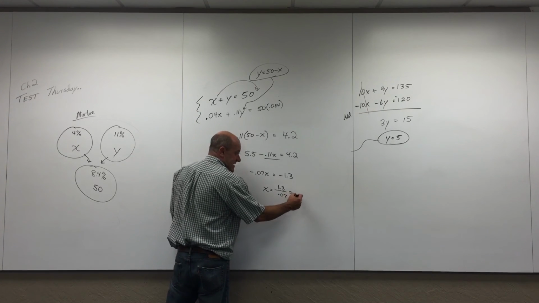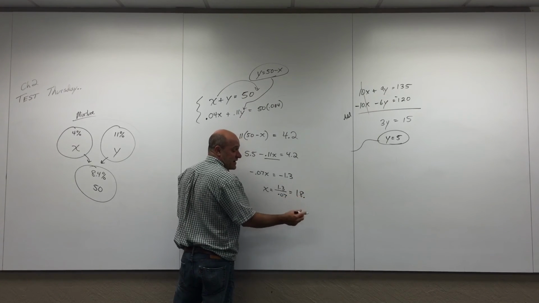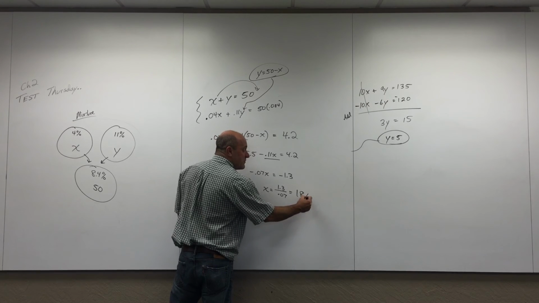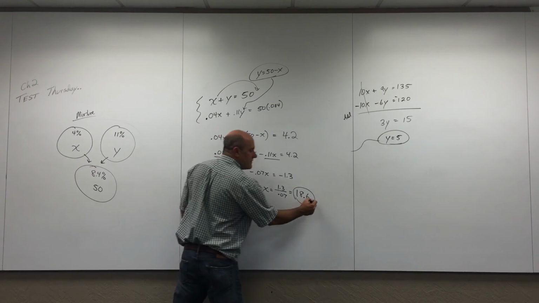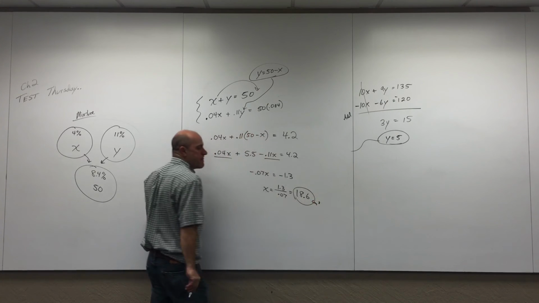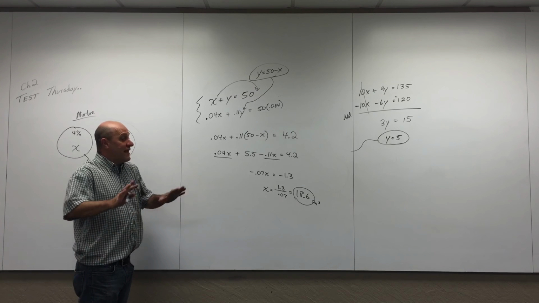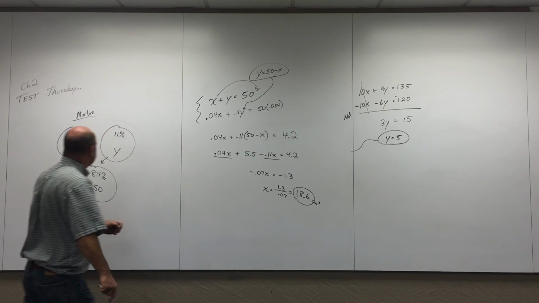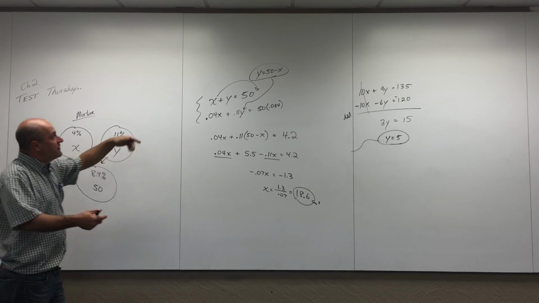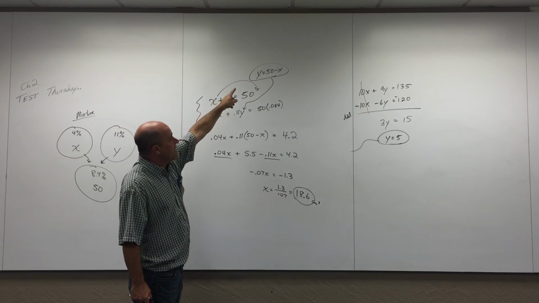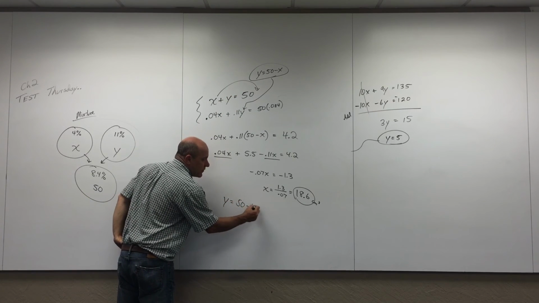57142.857. Great. 18 point something, he said. That's what I heard. I'm going to call it 18.6 cubic centimeters. Cool. We're not done. That's the 18.6 centimeters of this stuff. To get y, I go back to the original equation. It's pretty easy. Y equals 50 minus x. So y equals 50 minus that, of course.